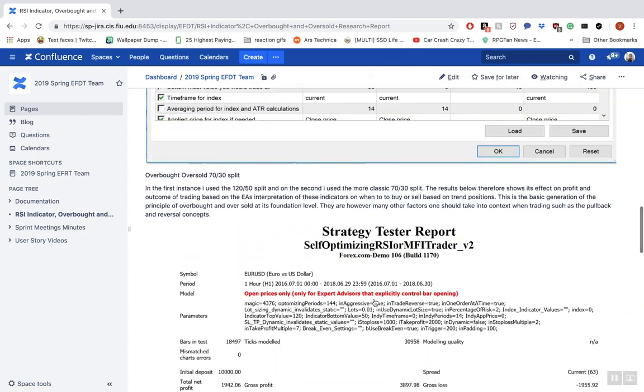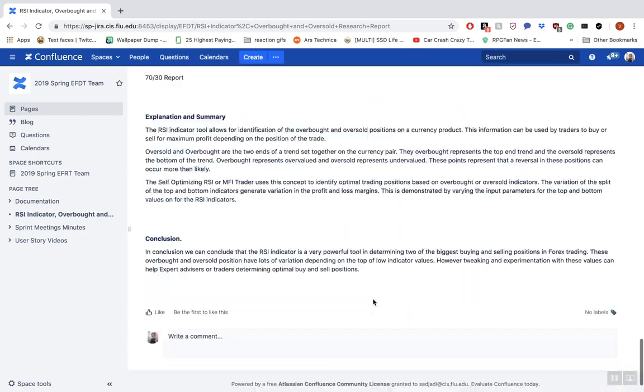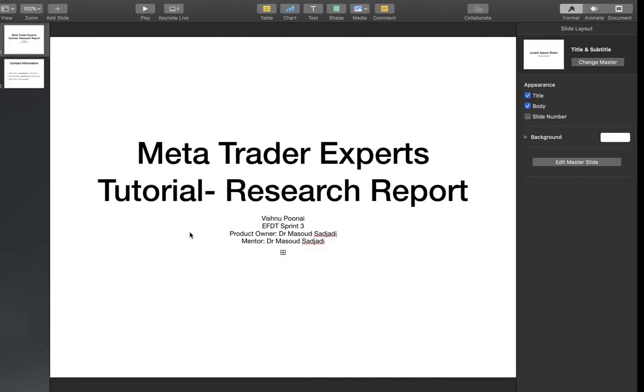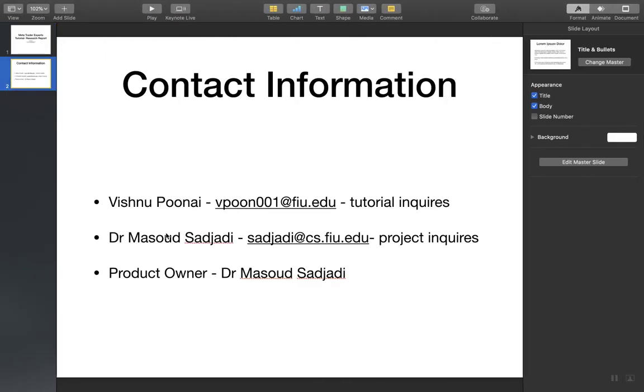As we can see when we did our optimization in our expert advisor, it creates variations in the amount of profit and the amount of trades that it is able to carry out on a given period. So the recommendation is tweaking and experimentation with these values to help determine your optimal buy and sell positions on a given period or given currency pair.